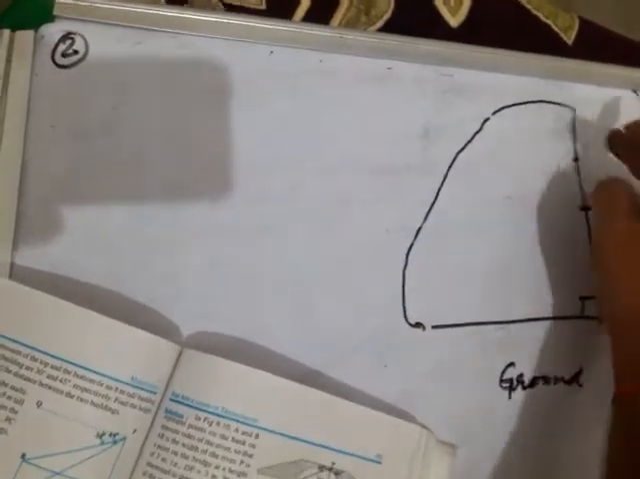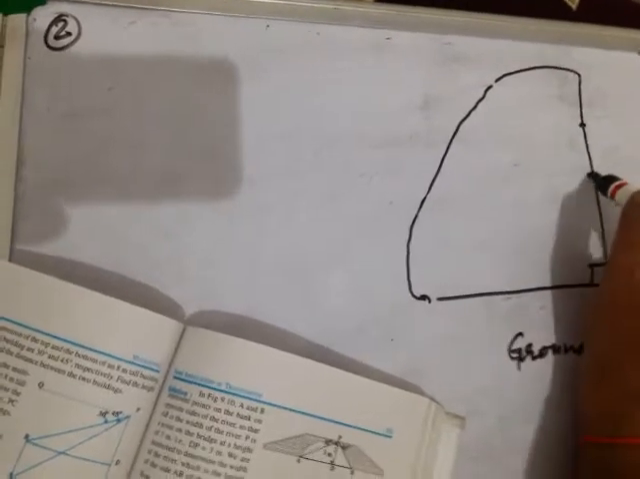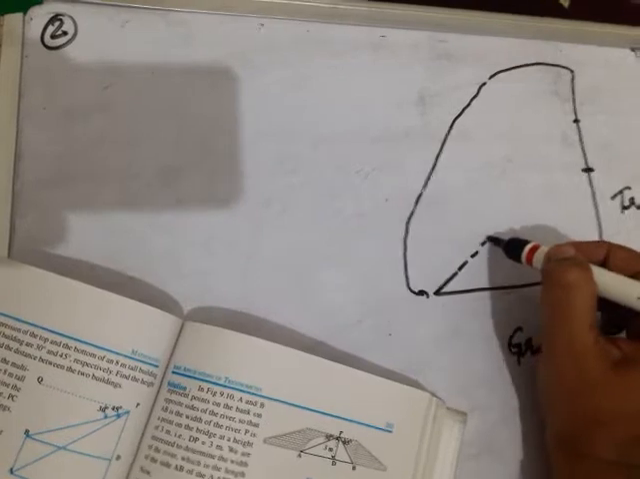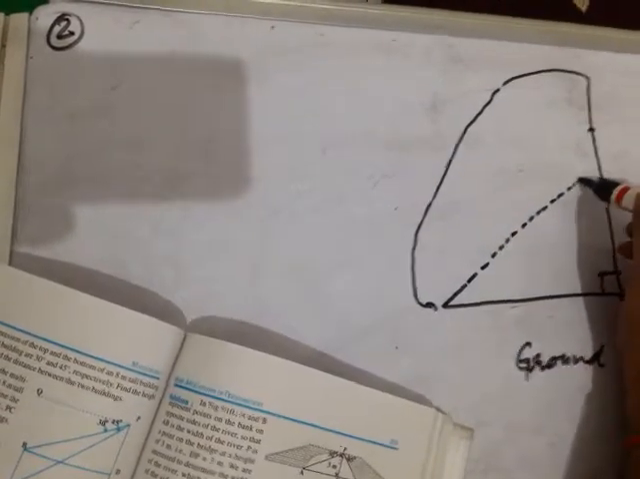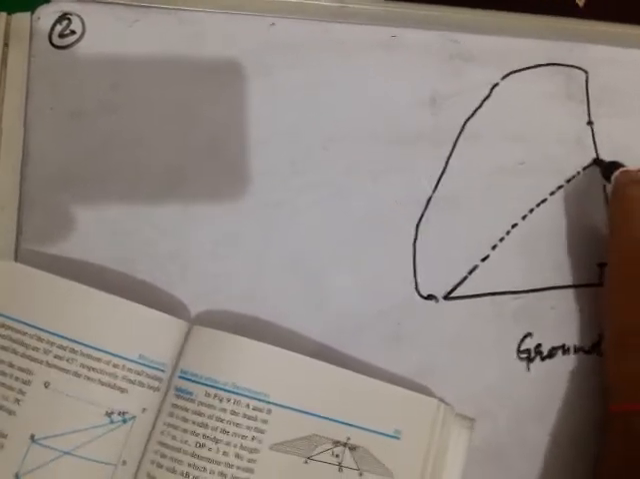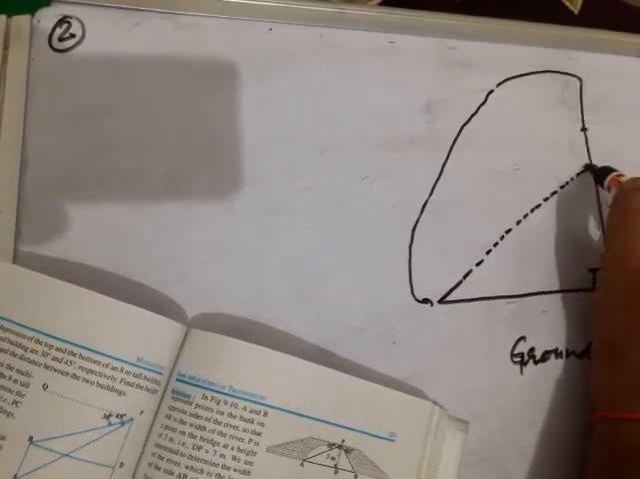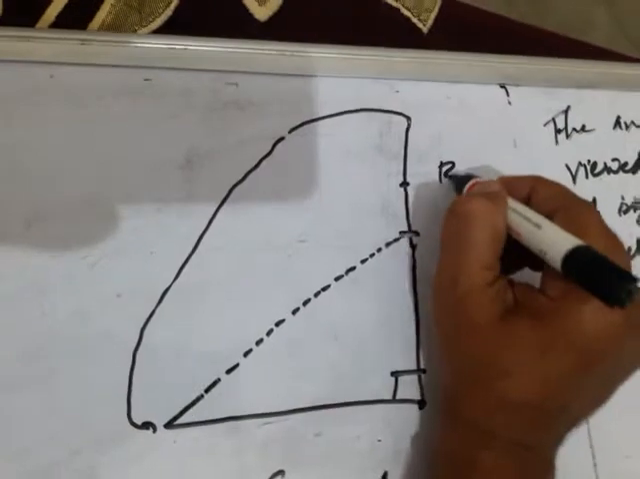Since this is a straight line, it will bend from here and a triangle will be made like this. Okay, children? A triangle will be made like this. The tree is bent from here, right? This is the broken part.